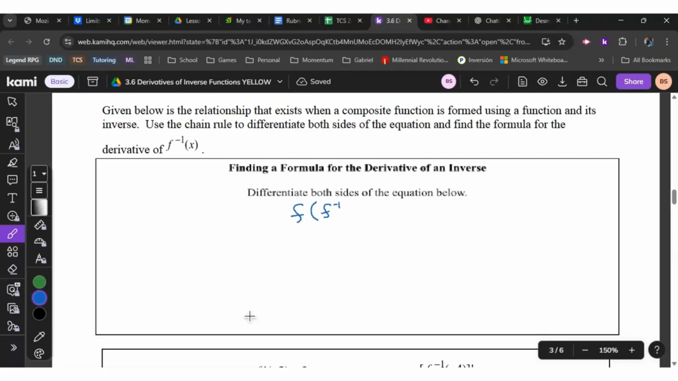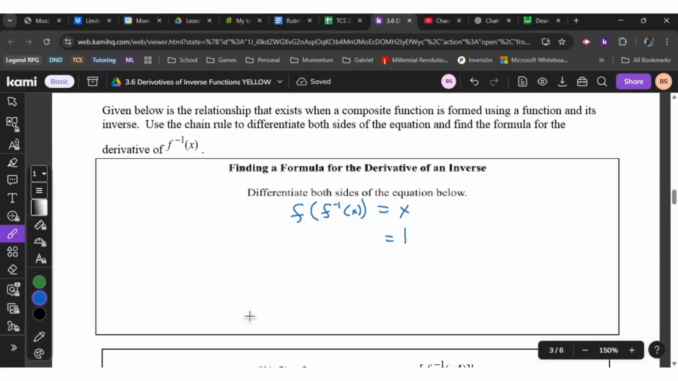F of F inverse of X is equal to X. Remember that was the claim we made earlier? Let's prove it. Let's take the derivative of both sides. Let's start with the easy side. What's the derivative of X? One. All right, on the other side, we have to take the derivative of this.